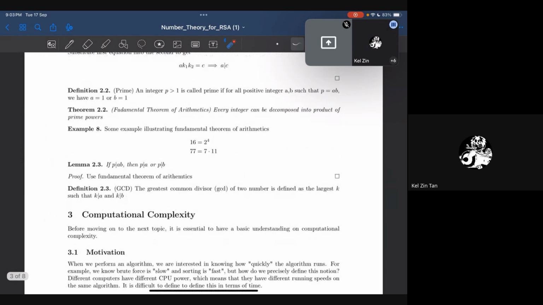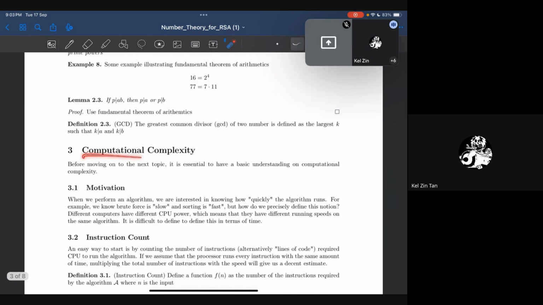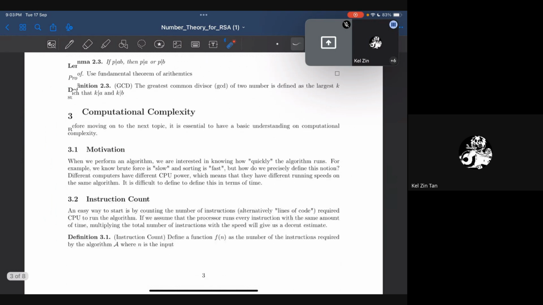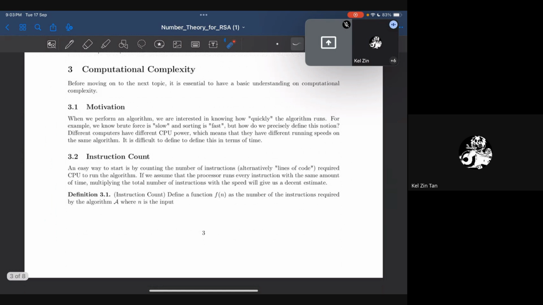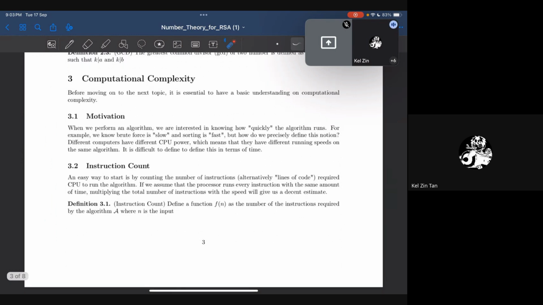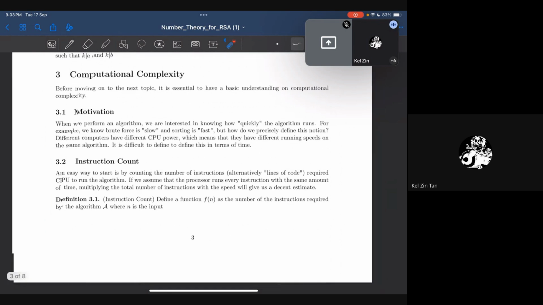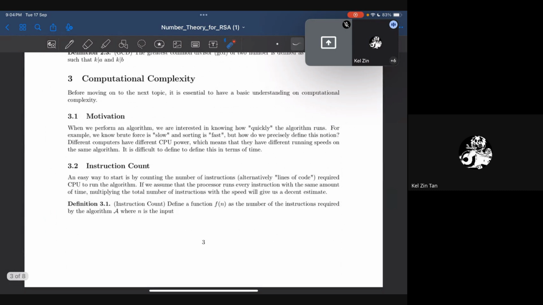So now today I'm going to talk about computational complexity. I just want to know how many of you are completely new on this topic, with zero background on this. Okay, then I will try to make it a little easier to understand. Actually, I made this note quite self-contained, so I hope it's fine.